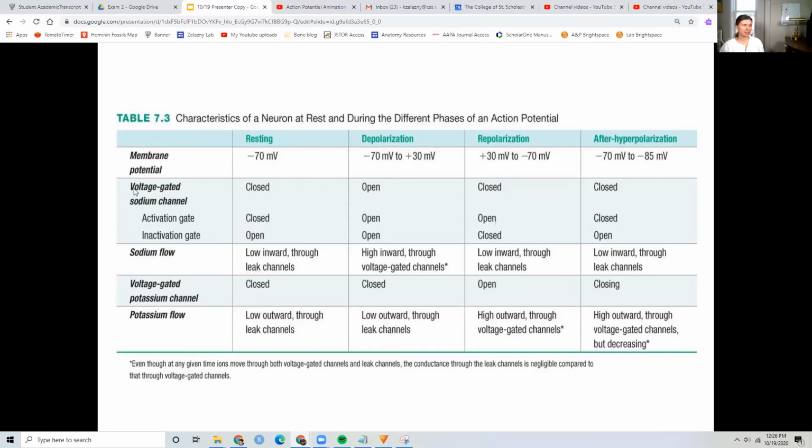This chart is also telling us about which channels are open and why, whether it's because of the activation gate or the inactivation gate. It's telling us about our flow of sodium, our flow of potassium, and what's going on with those potassium channels. So this is another way we can summarize all the things that are going on.